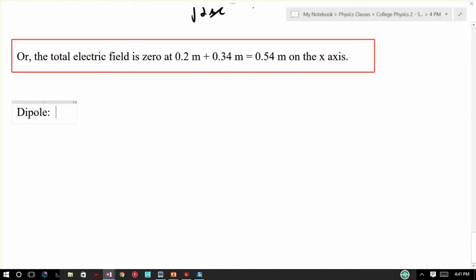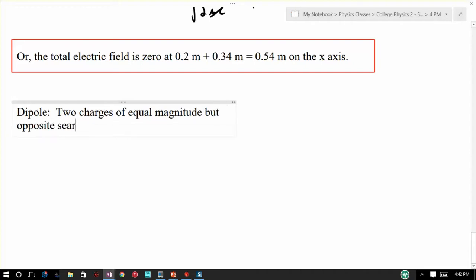Okay, so a dipole is two charges of equal magnitude, meaning they have the same absolute value, but opposite sign, separated by some distance.